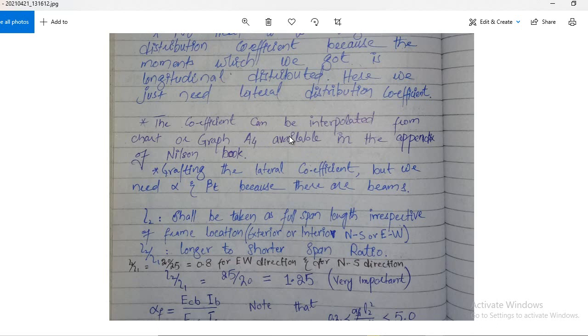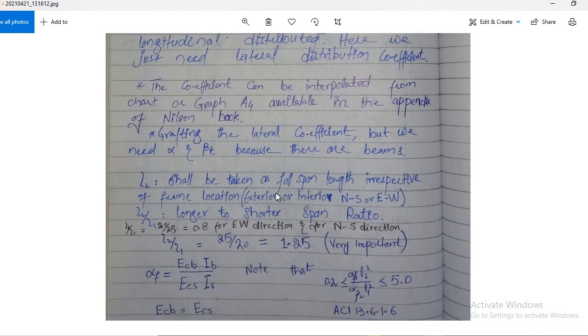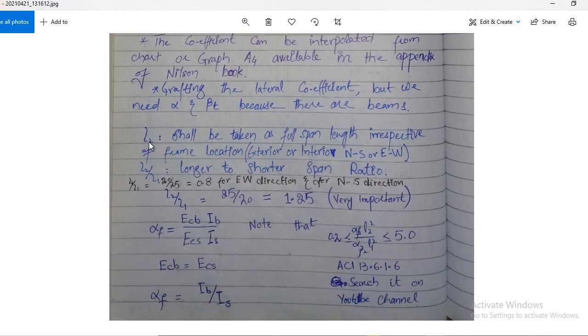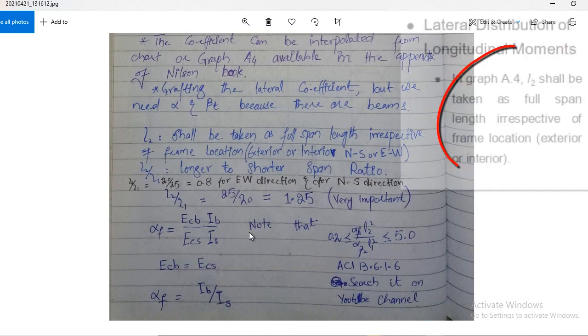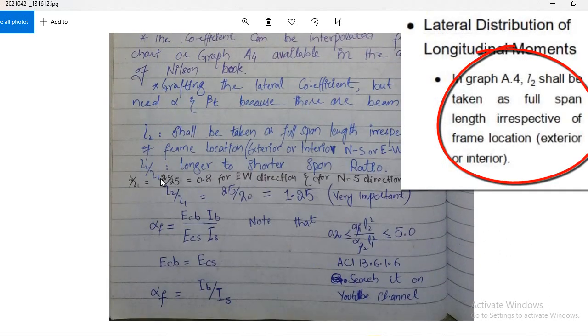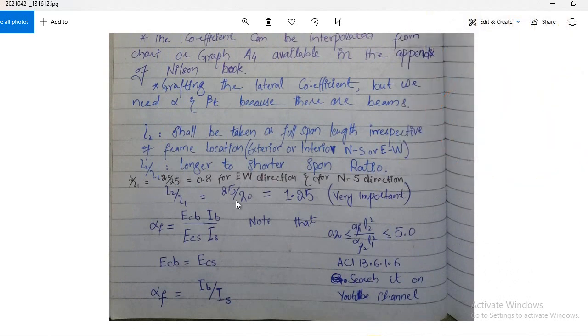Remember, we cannot use the DDM method coefficients; we have to obtain the coefficient from graph F4. Now, for the lateral coefficient, we need alpha and beta because there are beams, as I already explained. Now we need L2, which we already know, and we need the L2 by L1 ratio, longer to shorter span ratio.